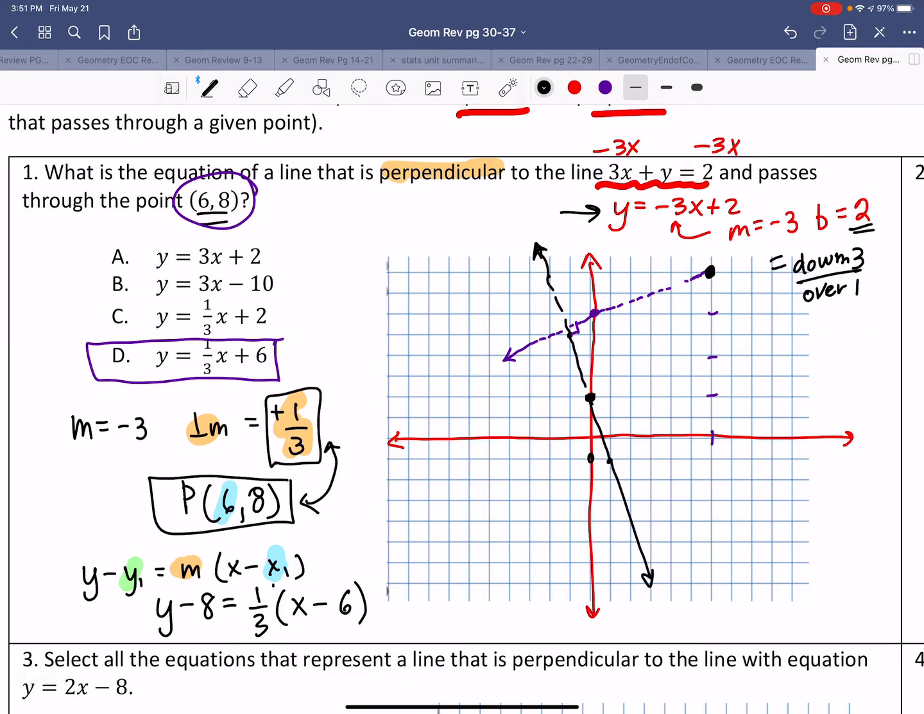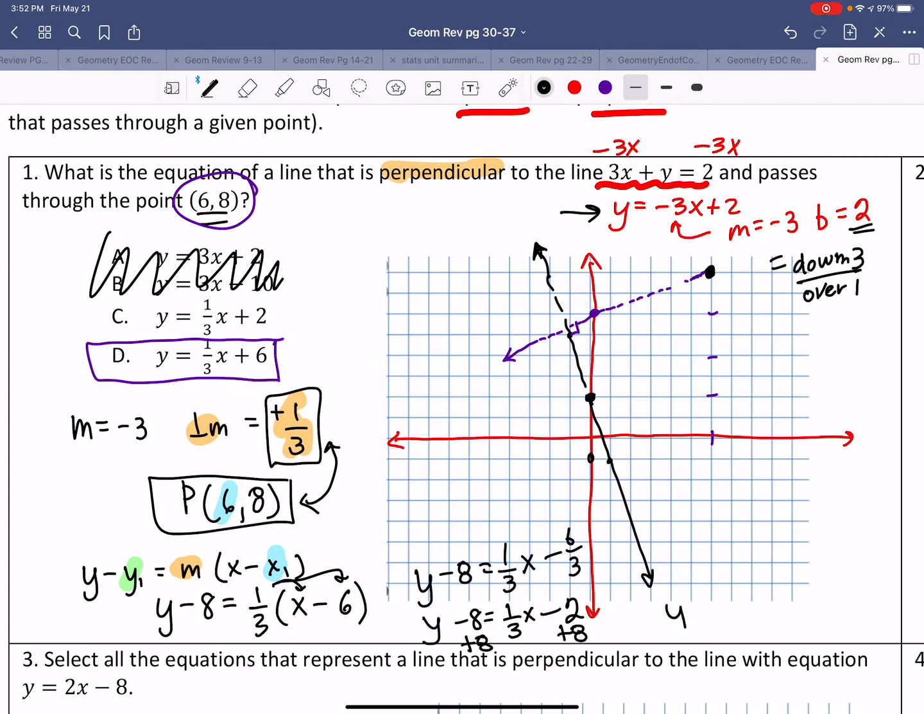So what do we got here? I'm going to distribute this. So I get y minus 8 equals 1/3 x. We definitely know we need our slope of that, right? And then 1/3 times 6 gives 6 over 3, which is 2. But notice they're asking for us to get y by itself on one side. So if I add 8 to both sides, I get 6. And that's what I got from graphing.